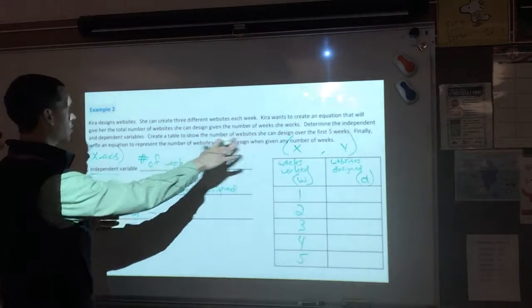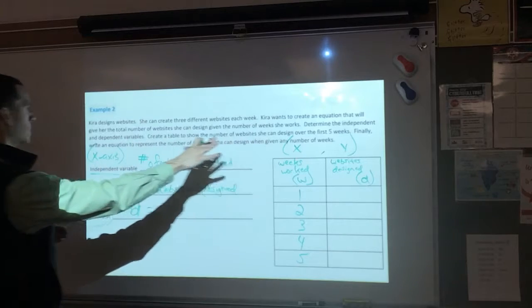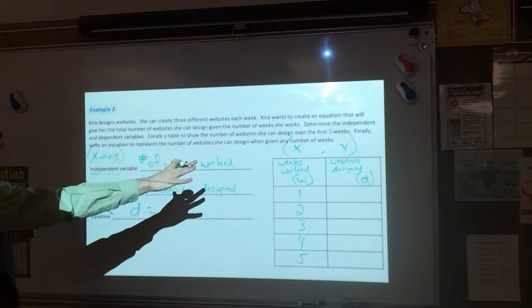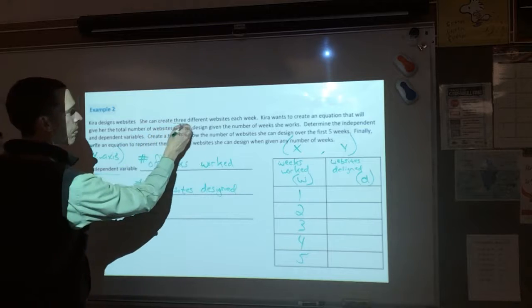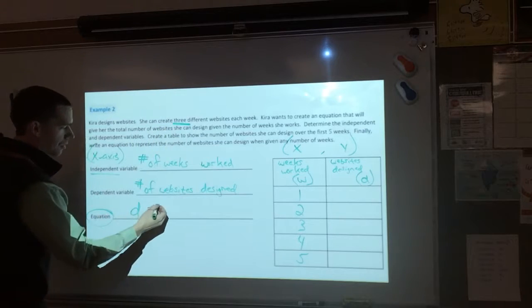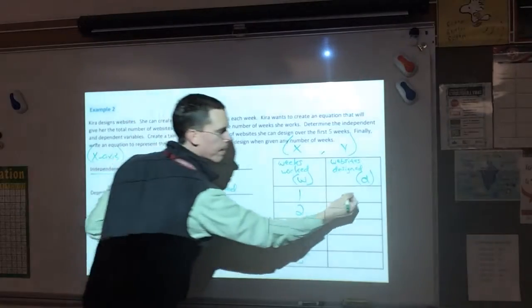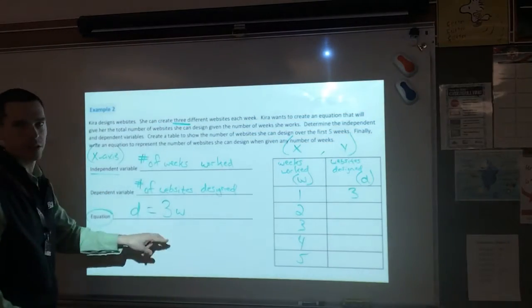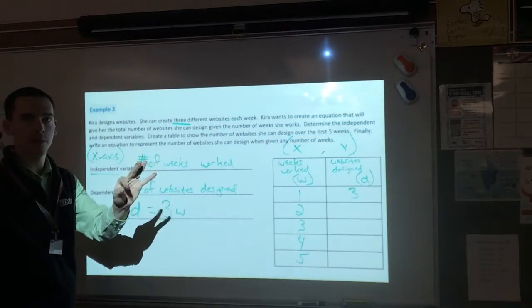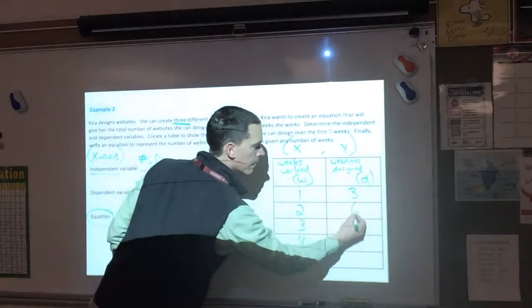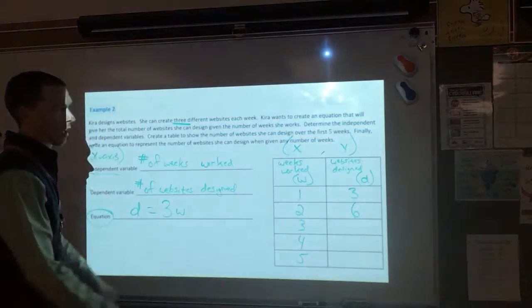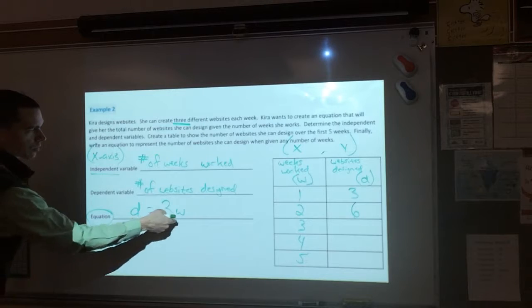What does it say here? 3 different websites. So 3 websites each week. So in week 1, that's 3. What about week 2? 2 times 3, 6. Keep going through the rest of that. So we have our D equals 3W.